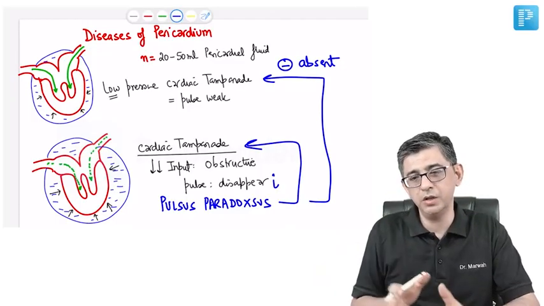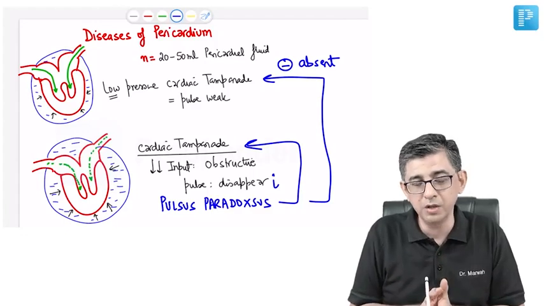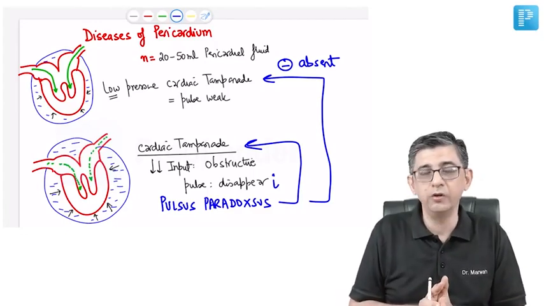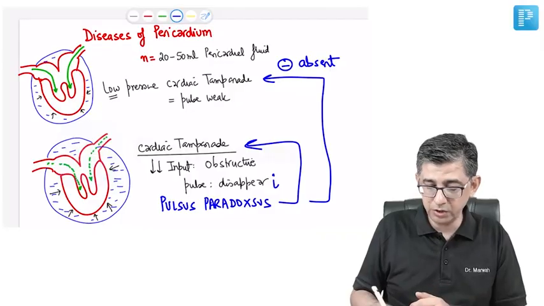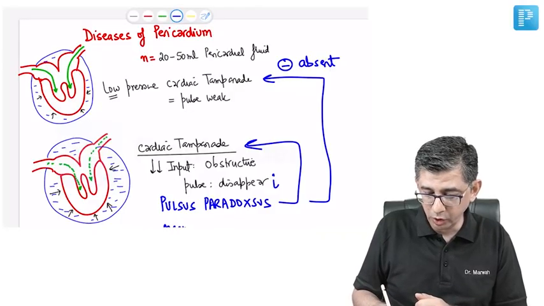So alphabet I here means that it is inspiratory disappearance of the pulse. But the message that I'm giving you here is that pulsus paradoxus, whenever you are checking, one, you will ask the patient to do normal breathing.